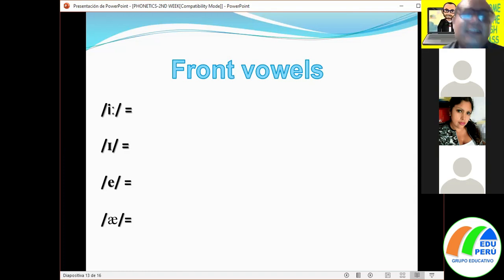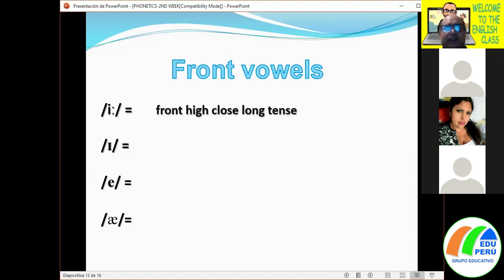So we are going to identify the characteristics of each vowel sound. For example, the first vowel is called front, high, close, long, tense. Front, because of the part of the tongue. This is a front vowel because we use the front part of the tongue. High means that we place the tongue in a high position. Close is the position of your lips. Your lips are almost closed. You're not going to open your mouth much when you produce the vowel E. You just open a little bit.